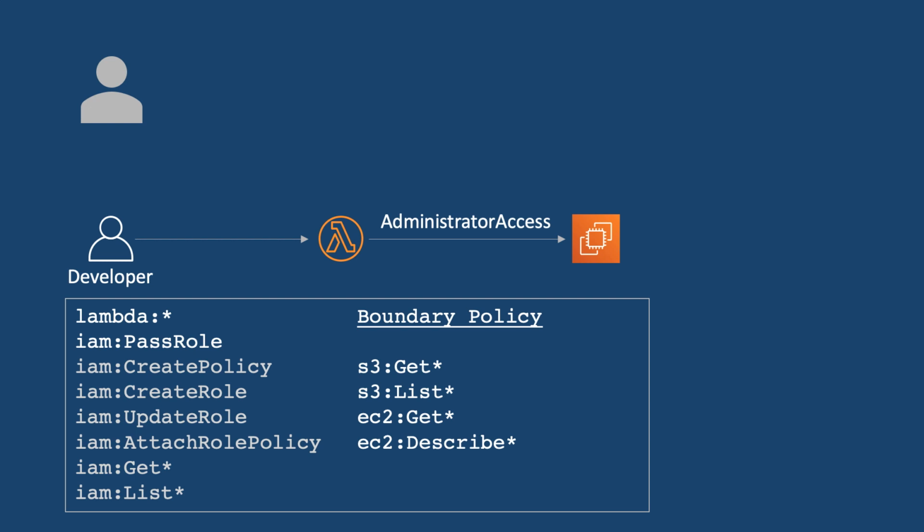A boundary policy is just like any other policy, but it is used to define the maximum permissions. A boundary policy by itself does not provide any permissions. However, it defines the maximum permissions that you can get. So now she can attach any policy of her choice, but the boundary policy will restrict it to get and list access on S3 and get and describe access on EC2.